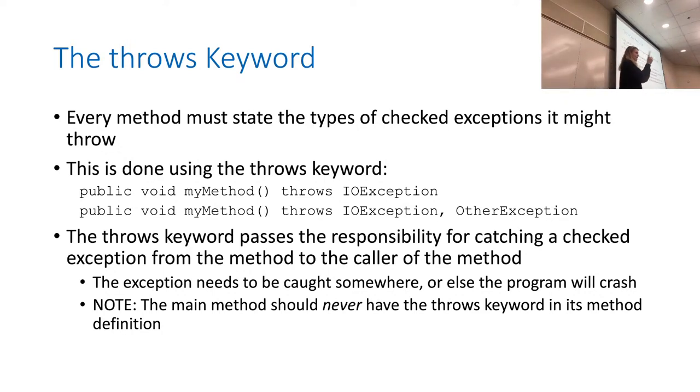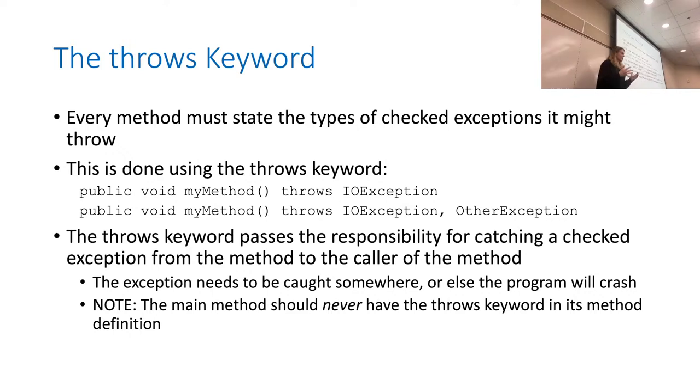And I want to say one last thing about this before I move on. If the throws keyword is passing the responsibility of dealing with the exception from you to whoever called you, then in this context, the main method is like the President of the United States. The buck stops there. I'm pulling out a Truman reference. It's not really how it works in 2024, but hey, let's pretend, shall we?